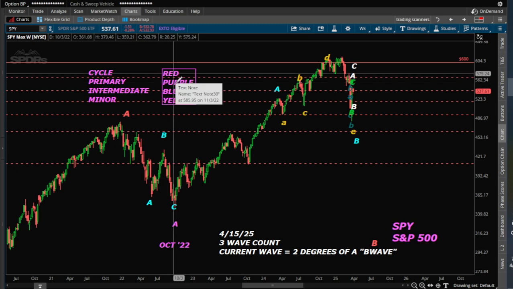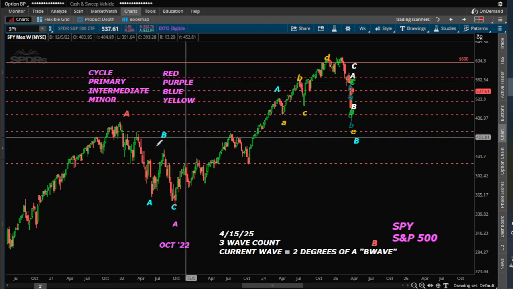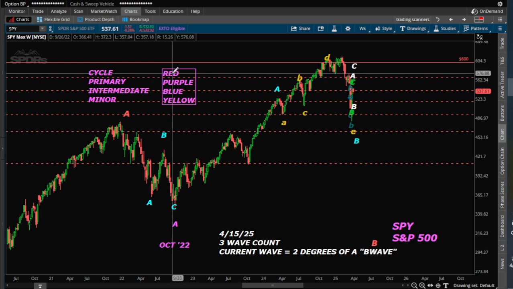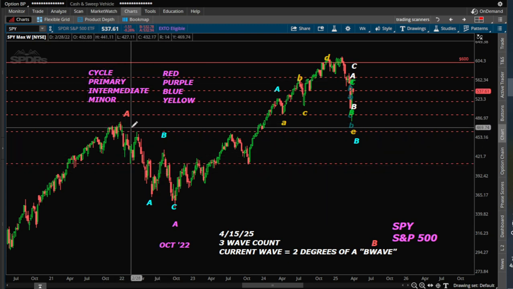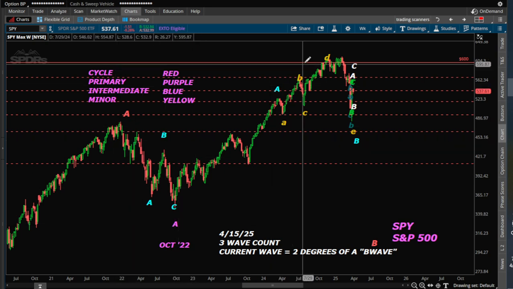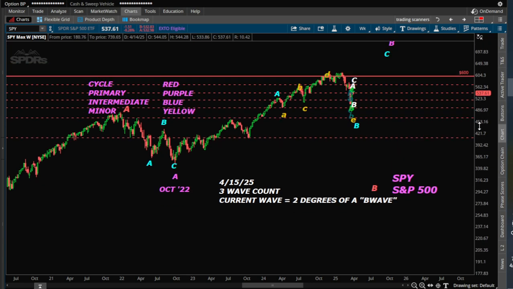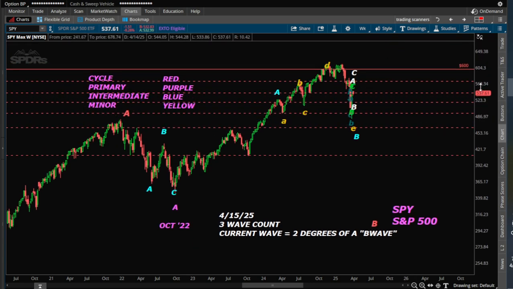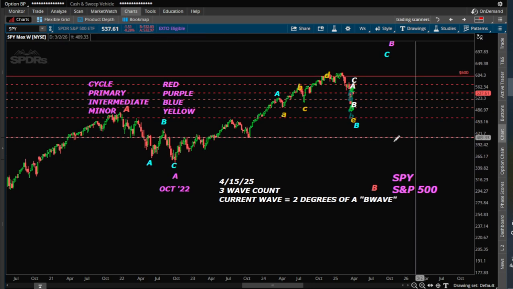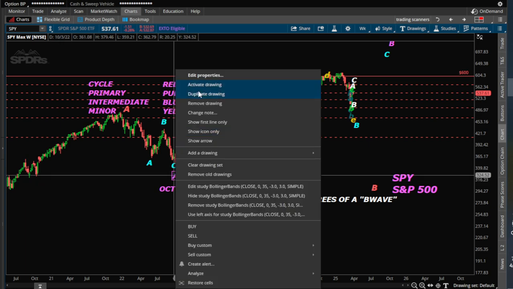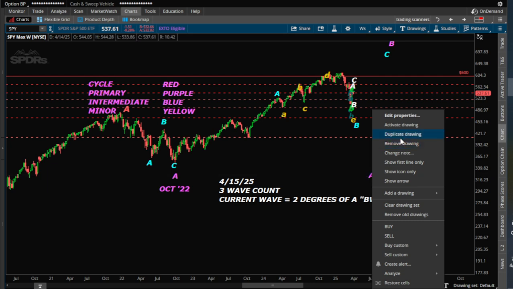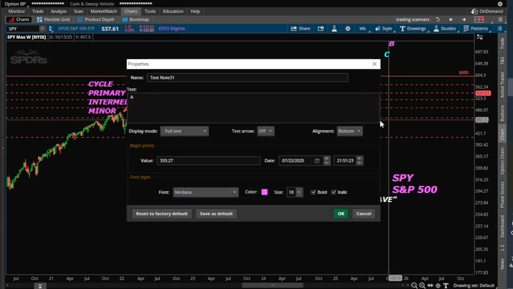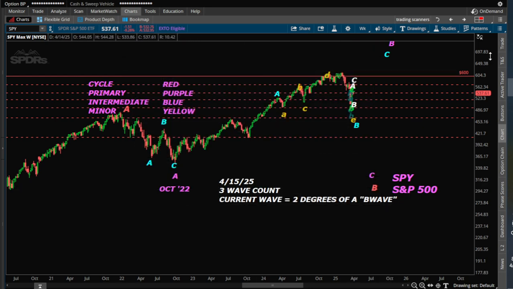So right now we're working with, in this chart, looks like 1, 2, 3, 4 degrees: red, purple, blue, and yellow. So my primary, the next degree, is in purple. So here's your A, down for A, up for B. See, I have it labeled right here, B. And then we should be coming down for C. I don't have it labeled, but it would complete here to complete the bigger cycle B.